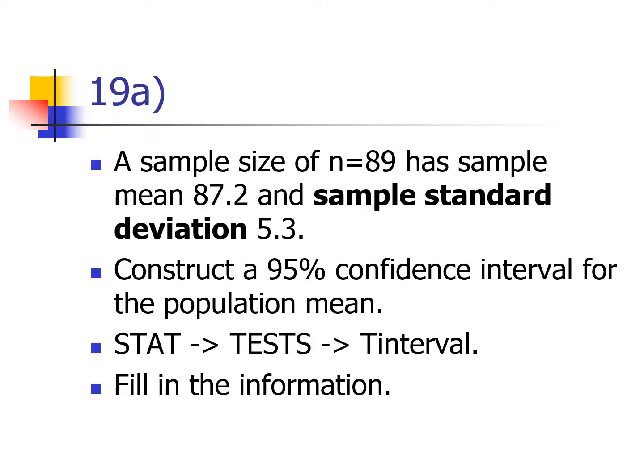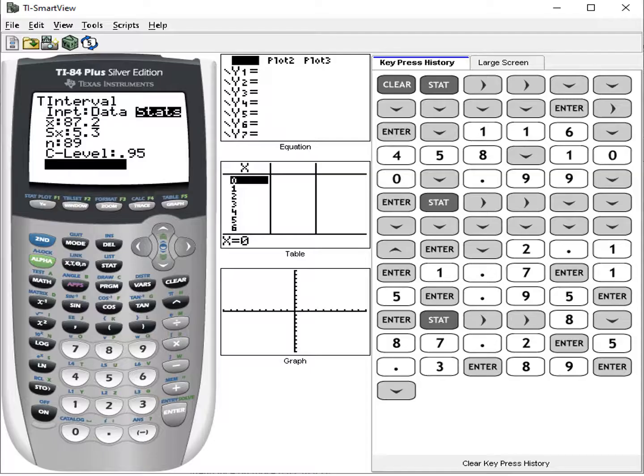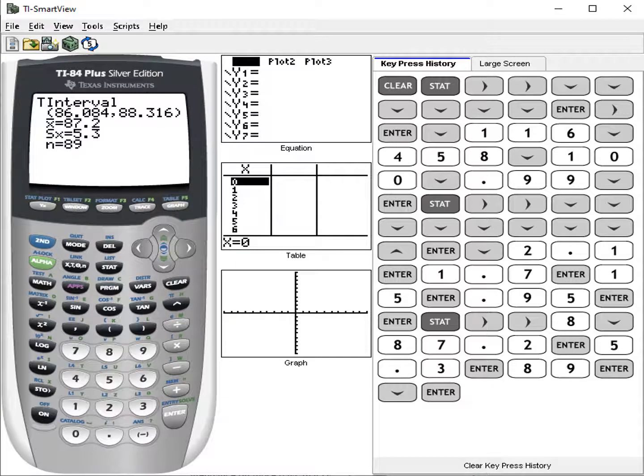All right, number 19. Sample size of 89 has a sample mean of 87.2. There's that keyword, sample standard deviation. That's telling me t-interval. So again, if you haven't already, pause it and fill in the numbers. Don't look at the next slide. Fill in the numbers yourself and see if you get the same interval I do. Just plugging and chugging, plugging and chugging. And there's the payoff. Again, it's not hard. It's just picking the right interval. That's the only challenging thing, right?